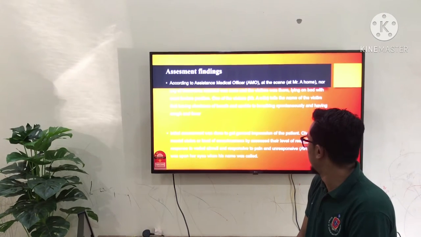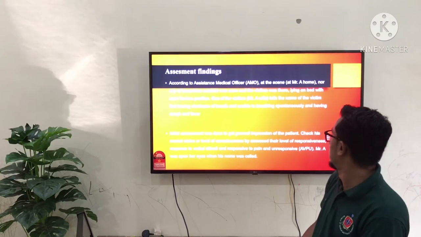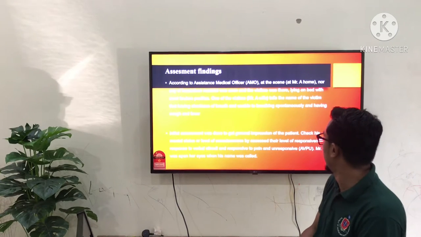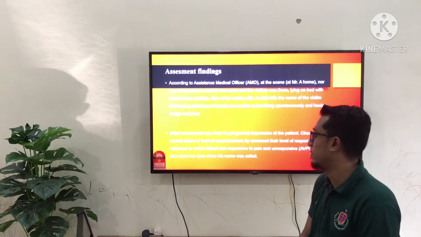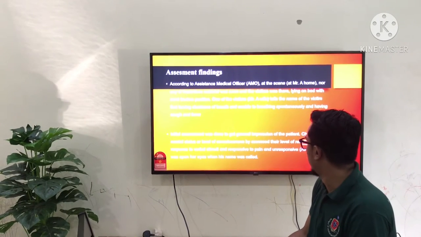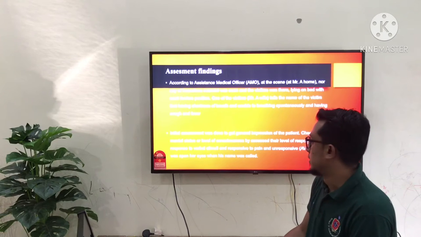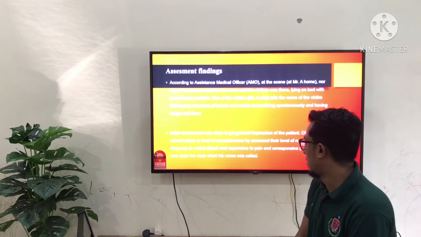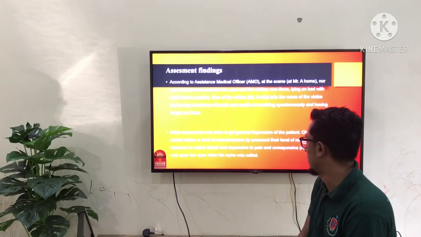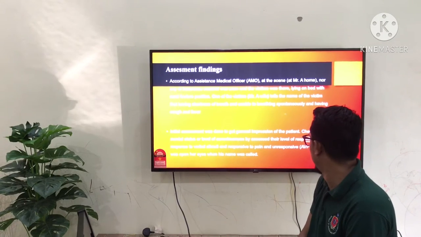One of the victims, Mr. A's wife, tells that the victim is having shortness of breath and is unable to breathe spontaneously, having cough and fever. Initial assessment was done to get a general impression of the patient. Check his mental status or level of consciousness by assessing their level of responsiveness, AVPU.